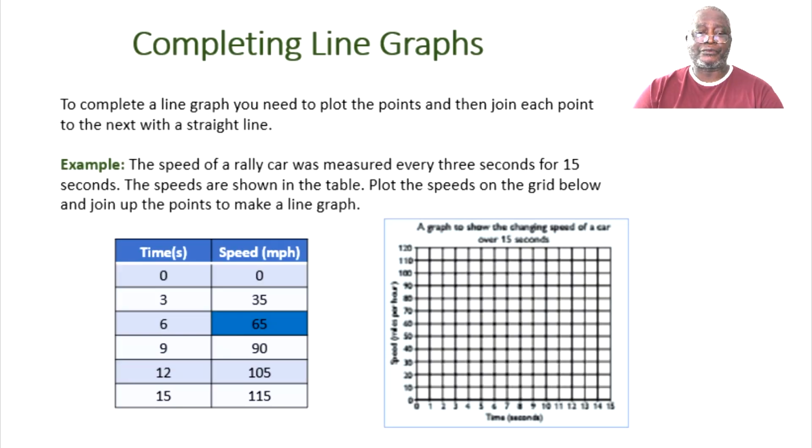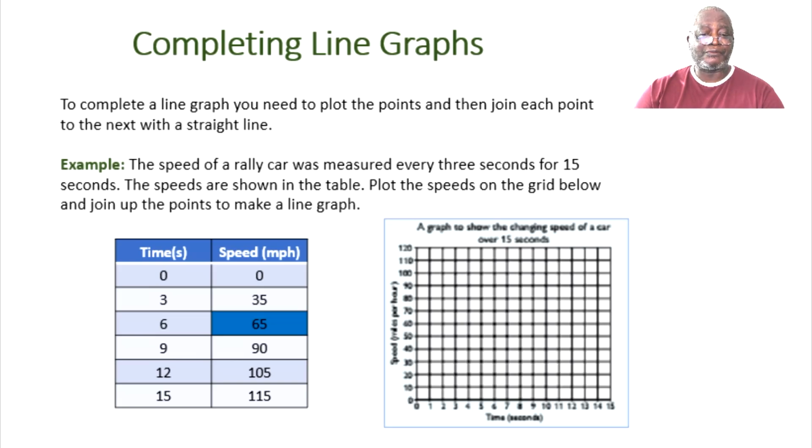Completing line graphs. To complete a line graph, you need to plot the points and then join each point to the next with a straight line. So it's called plotting a line graph. An example: the speed of a rally car was measured every 3 seconds for 15 seconds. The speeds are shown in the table. Plot the speed on the graph below and join up the points to make a line graph.